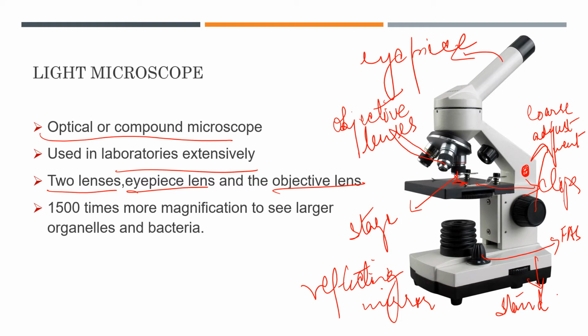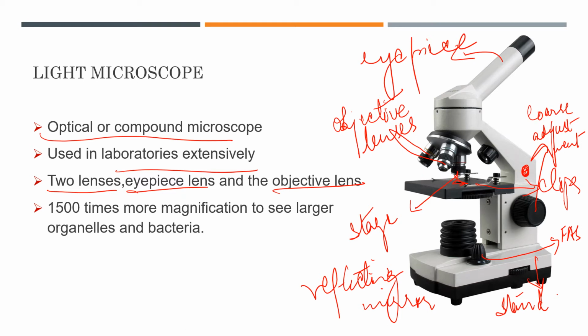So this is how you are going to label. If they ask you to draw and label a light microscope, you label it this way: eyepiece, objective lens, stage, reflecting mirror, stand, fine adjustment screw, coarse adjustment screw, and clips. These are the main parts of this light microscope. Now, is it clear till now?